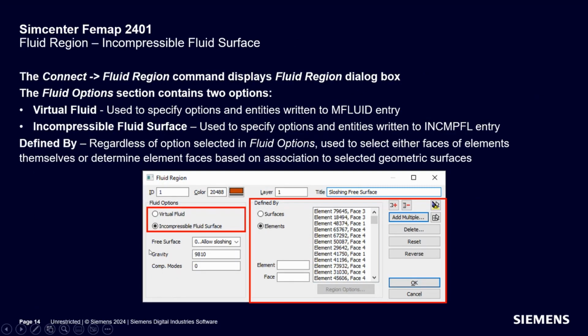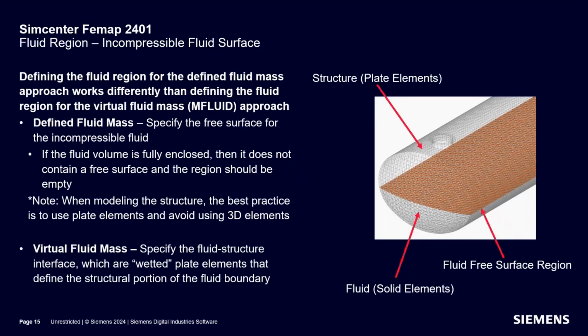So here's the new region dialog box. You can see options for selecting virtual fluid or the incompressible fluid surface, and then a couple options here. This is a very familiar dialog, but the key thing is that there's a new region being added to Femap. So here you can see this free surface region in orange, and then there's solid elements in the bottom half of this tank surrounded by just the structure, which is plate elements.